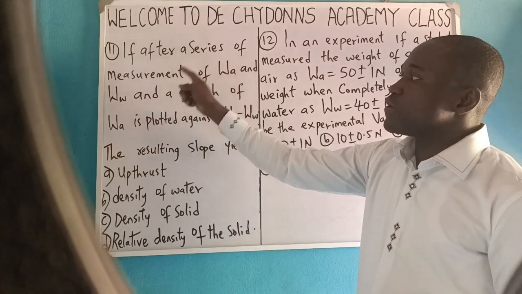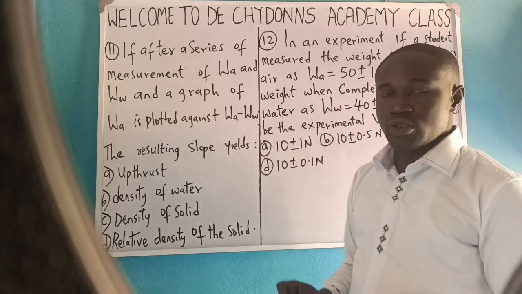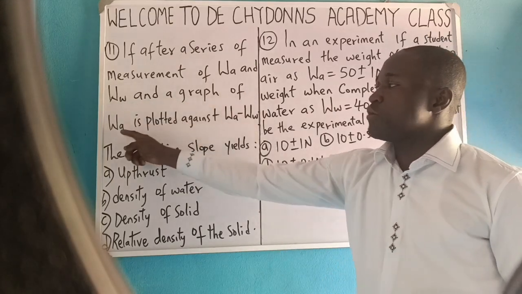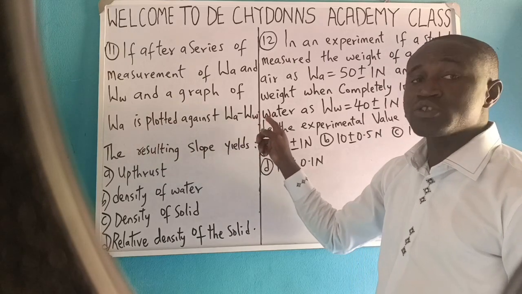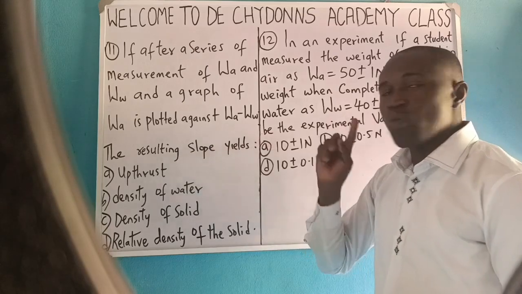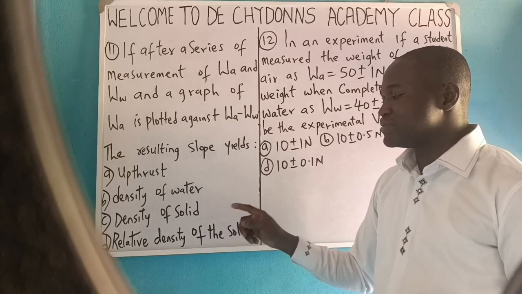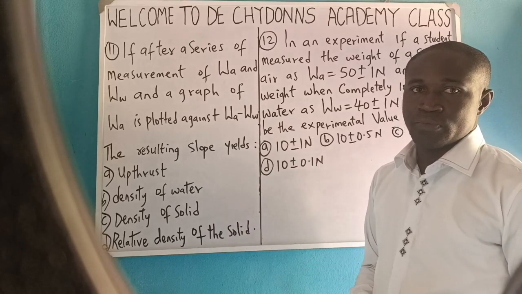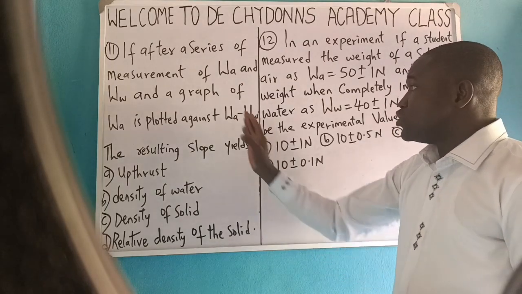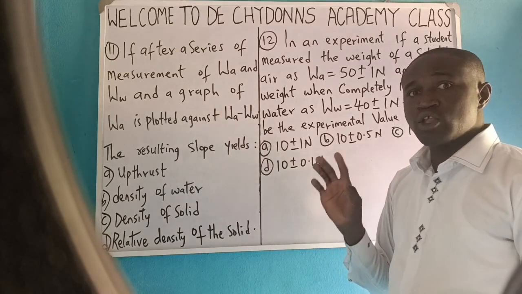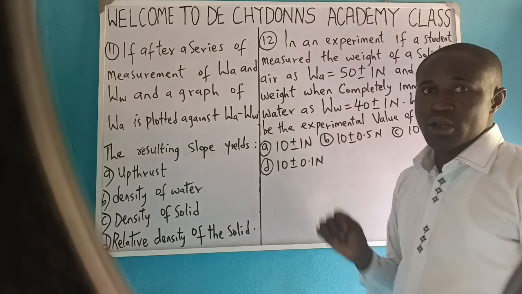If after a series of measurement of W subscript A and W subscript W and a graph of W subscript A is plotted against W subscript A minus W subscript W, the resulting slope yields what? A, upthrust, B, density of water, C, density of solid, D, relative density of the solid. Now, for you to answer this is simple. This question is coming from the topic fluids, where you talk about relative density, upthrust, and others.